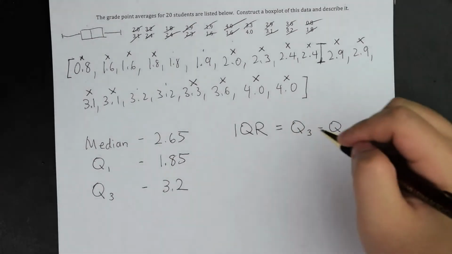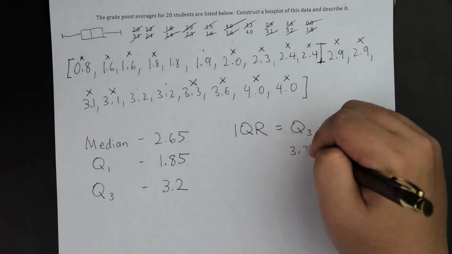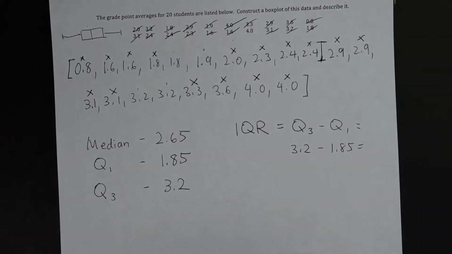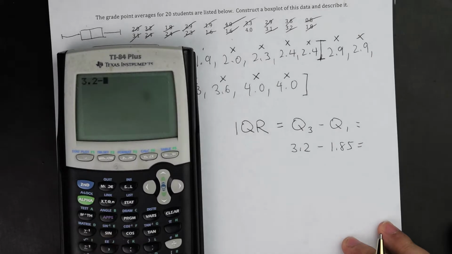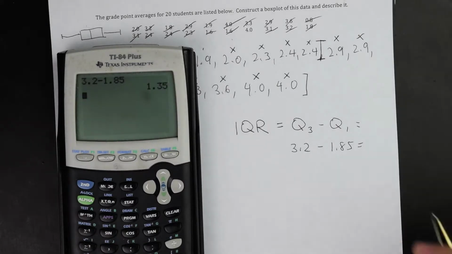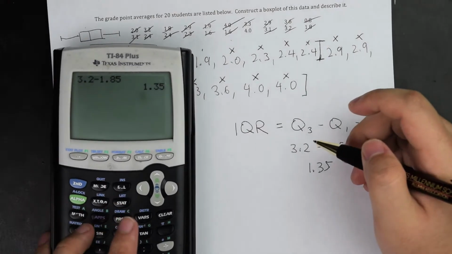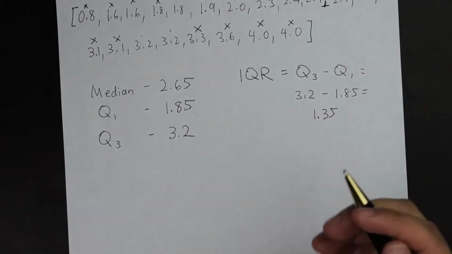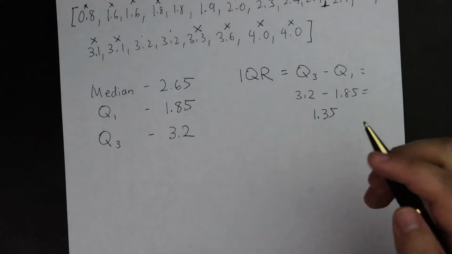So for this scenario, that means IQR equals 3.2 minus 1.85, and I'm just punching it once again into my calculator. So 3.2 minus 1.85 is going to be 1.35. But I'm not done. That's just the IQR value. To find the outliers, you're going to compute them based on these values.